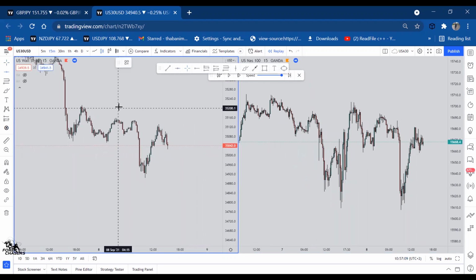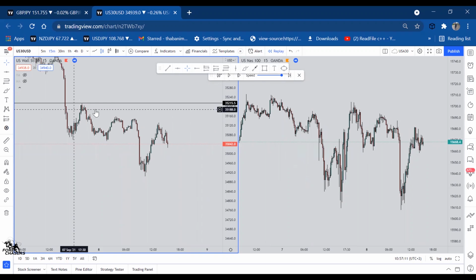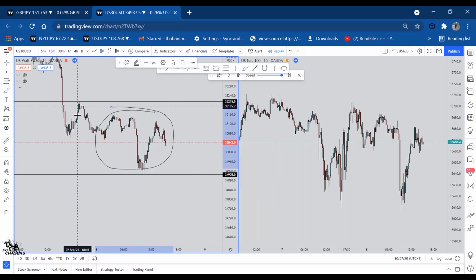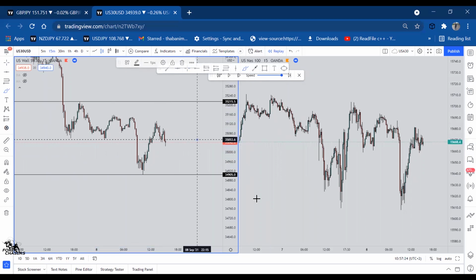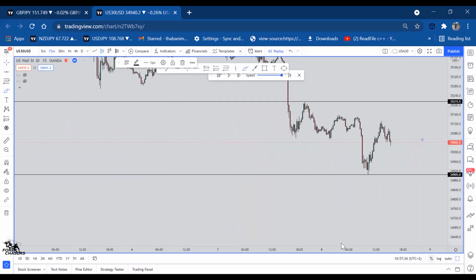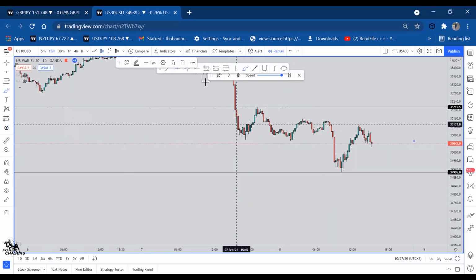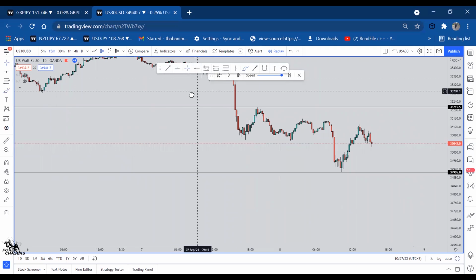So you can see, guys, that here we have the high. This is the high that we have, and here we have the low. The market is just ranging in between this high and this low on USDT. Let me make my screen a bit bigger so that it is a little more clear.